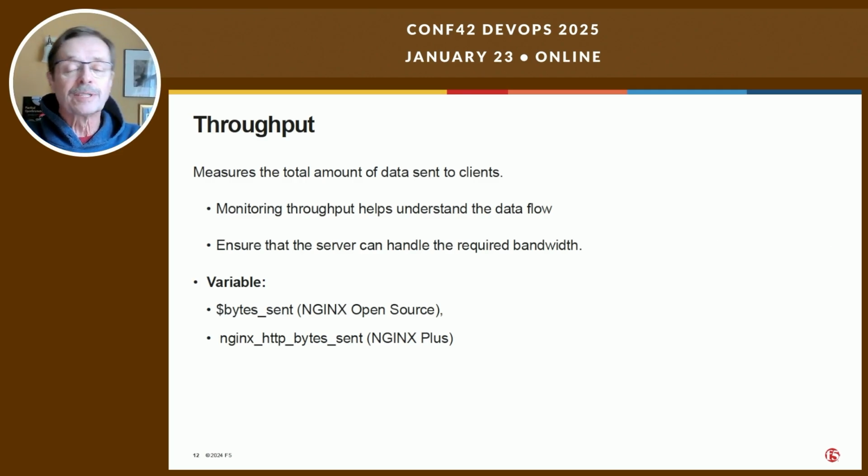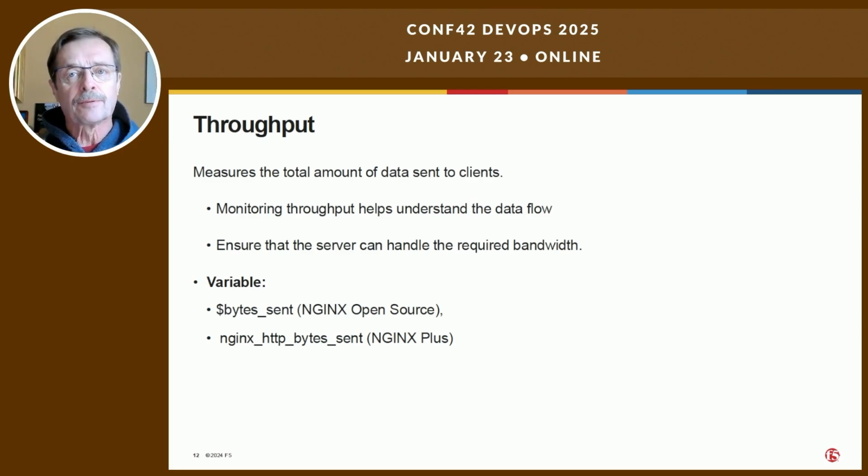So throughput measures the total amount of data that is sent to clients. And it helps us understand our data flow. That data flow is crucial because we have to be able to handle that required bandwidth at peak. And so understanding our peak loads in terms of connections, request rates, and throughput means that we can understand how best to balance our resources, particularly, for instance, in an elastic environment, be it a Kubernetes environment or something else that can scale up and down based on load.